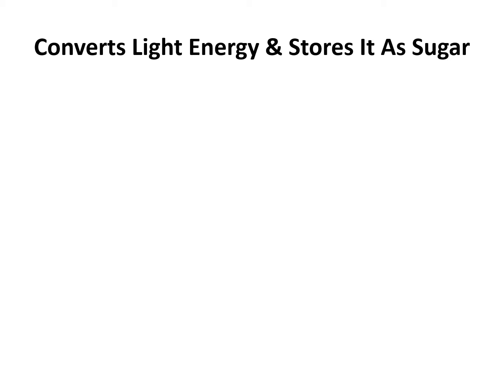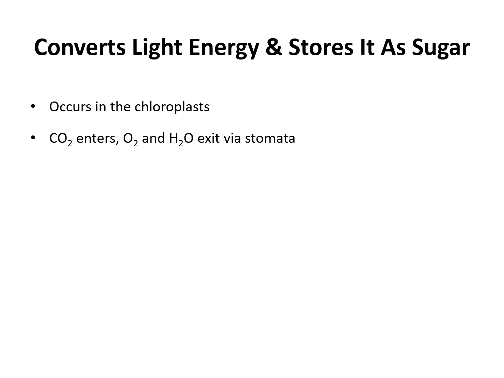Photosynthesis is a metabolic process that converts light energy and then stores it as sugar. Photosynthesis occurs in the chloroplasts in plant cells. Photosynthesis also involves gas exchange. Carbon dioxide is going to enter the leaf, and oxygen and water vapor are going to exit the leaf via the stomata, which are small holes on the underside of the leaf.